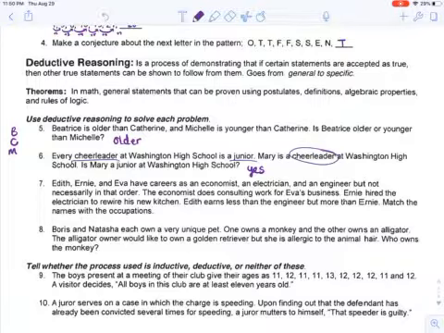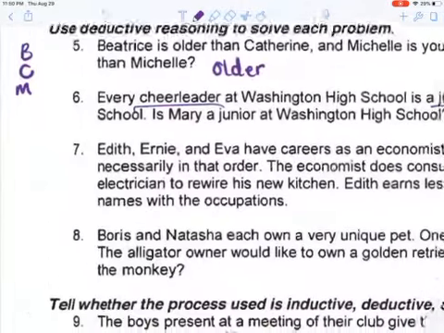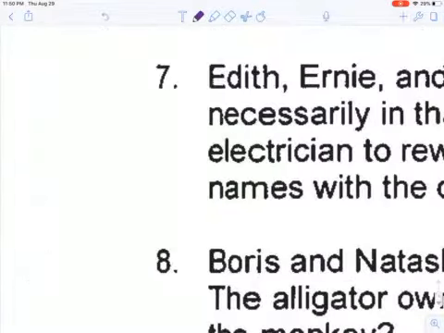Now, we get to number 7, and we have a problem that takes a lot of brain power, okay? Edith, Ernie, and Eva have careers as economists, an electrician, and an engineer, but not necessarily in that order, all right? They're going to give us some facts to help us determine who is who. I'm going to show you one way you can organize your information.